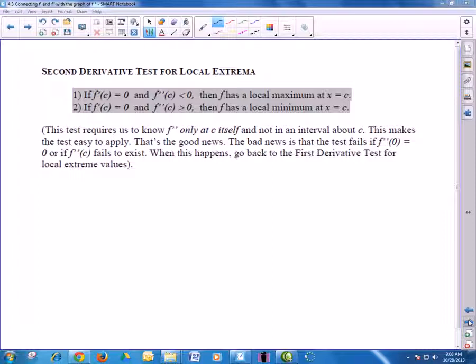If you find the critical points, first option: the second derivative at that critical point is less than 0. That means it is concave down, like this. Then it's a local maximum.